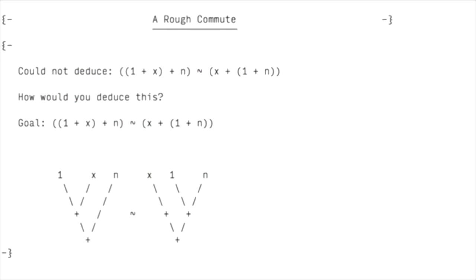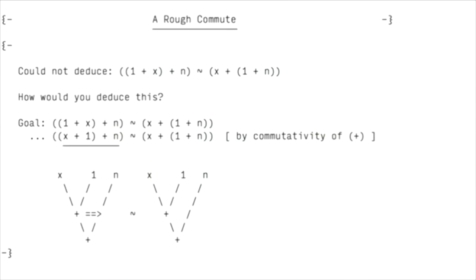So, borrowing a visualization from an earlier talk, we want to figure out that 1 plus x plus n is x plus 1 plus n. So how would we deduce this? Well, the first thing we need to do is we need to know that we can swap 1 and x. So let's do that by the commutativity of addition.